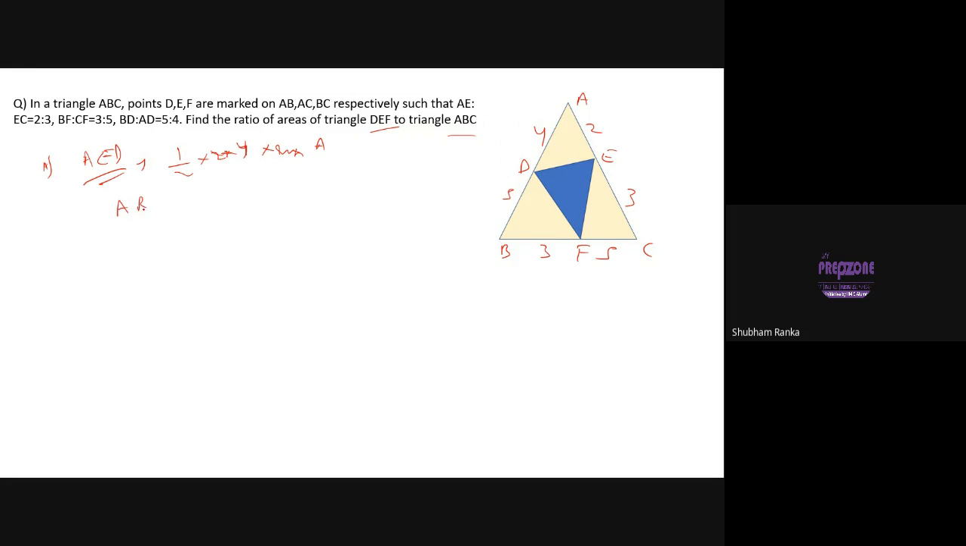So AED is half into 2 into 4 into sine A. Using the same sort of sides, what will be the area of ABC? It will be half into 4 plus 5, which is 9, into 2 plus 3, which is 5, into sine A. I'm writing this because I need to take sine A as common, so that when we take the ratio, it gets cancelled off.